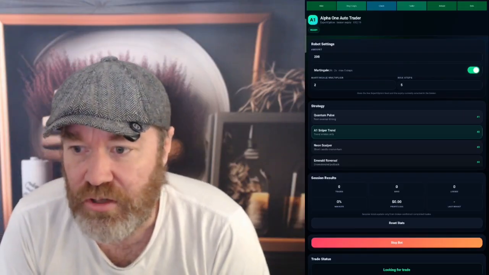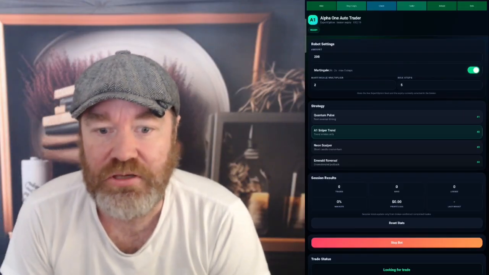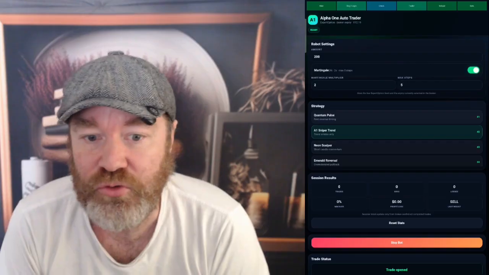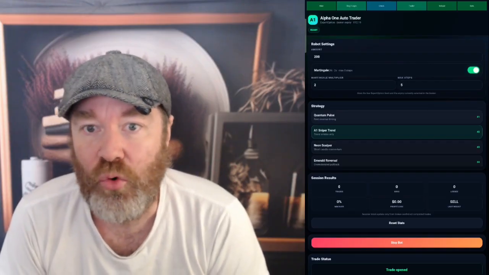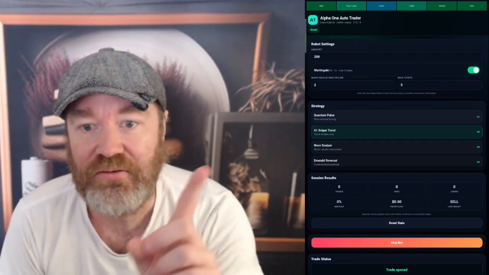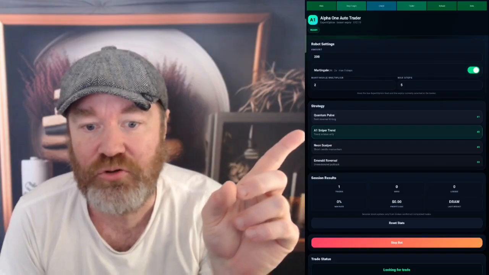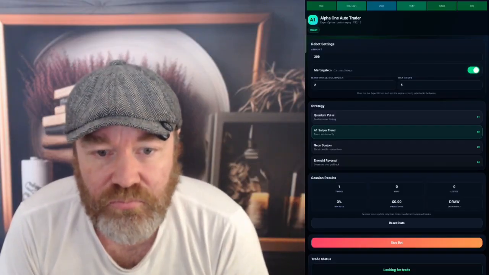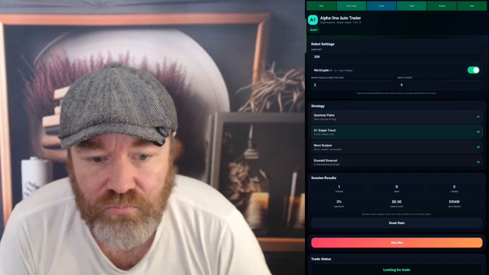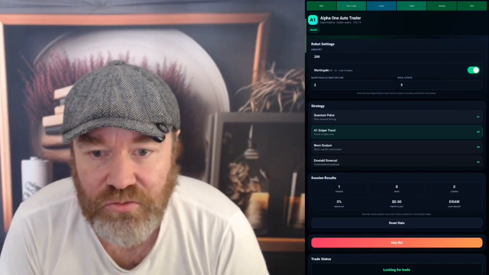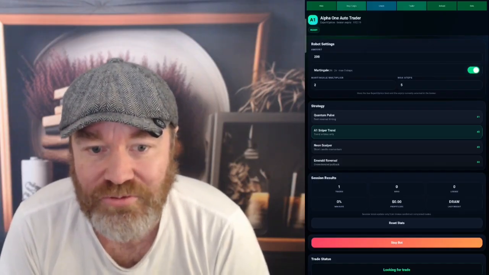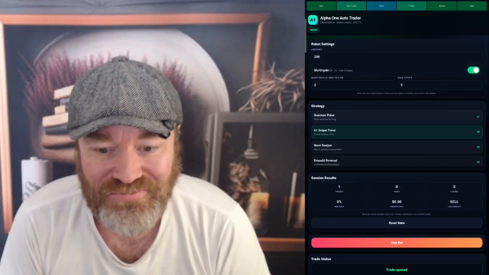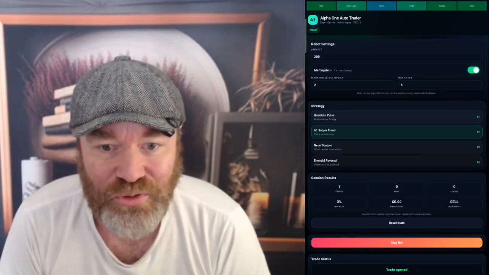So we have now started the bot. He will now start to go through the chart. He will look through all the indicators that are in this A1 sniper trend. Let's see. The first trade we can see was a draw. So that's not what we want, but it's okay.